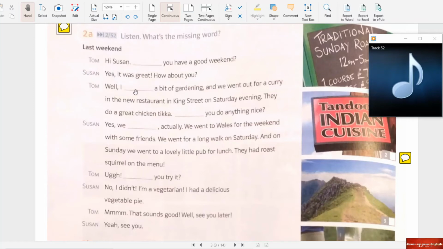Well, I did a bit of gardening. This time did is not the auxiliary anymore, but is the verb to do. I do the gardening today, but last weekend I did the gardening. And we went out for a curry. Went, do you remember, is the irregular past of the verb go. So go becomes went. They do a great chicken tikka. That's in the present because they always do a great chicken tikka in King Street on Saturday evening.